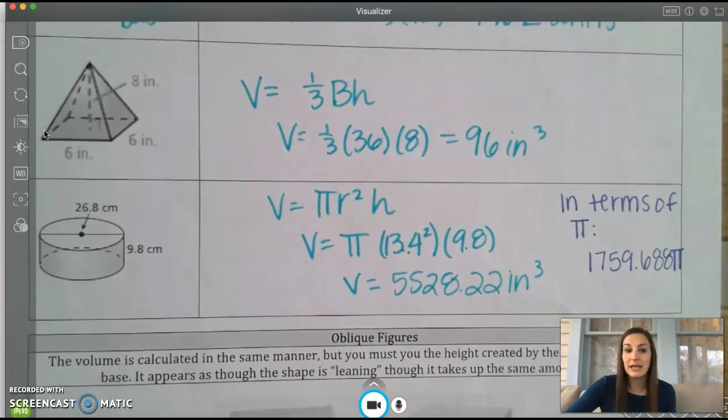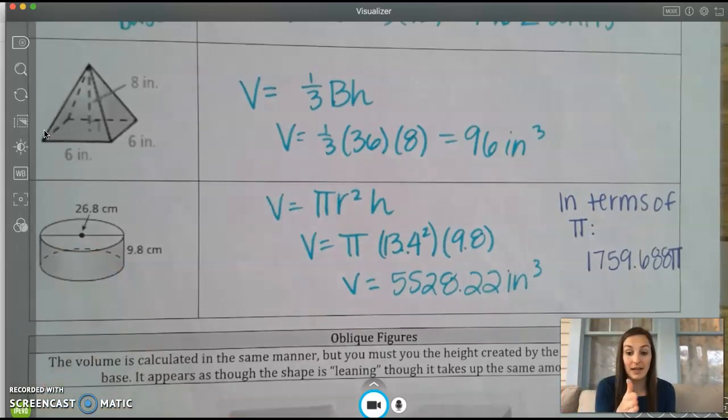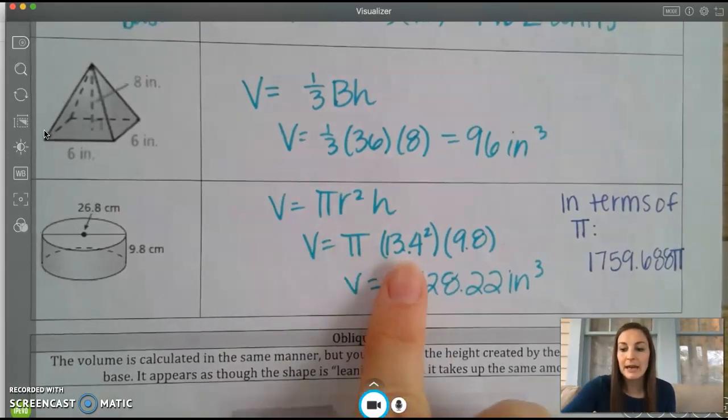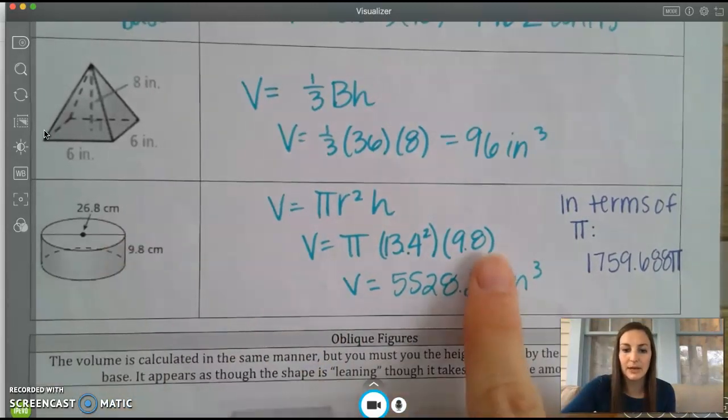So my equation is pi r squared h. And again, it's pi r squared because it's a circle. So here I'm given my diameter, and my diameter is 26.8, but I need my radius. So I need to cut that in half. So I get a radius of 13.4. So I do pi times 13.4 squared, and I'm told that my height is 9.8, so I multiply by 9.8.